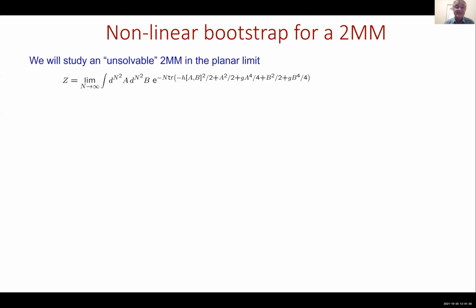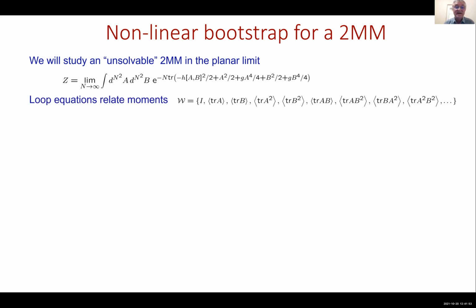Let's demonstrate it on a particular model, which is the main object of our study. It's an interesting Yang-Mills-like model, because we have a commutator square here and quartic potentials for each of the matrices. So we'll essentially compute this integral in the large N limit.